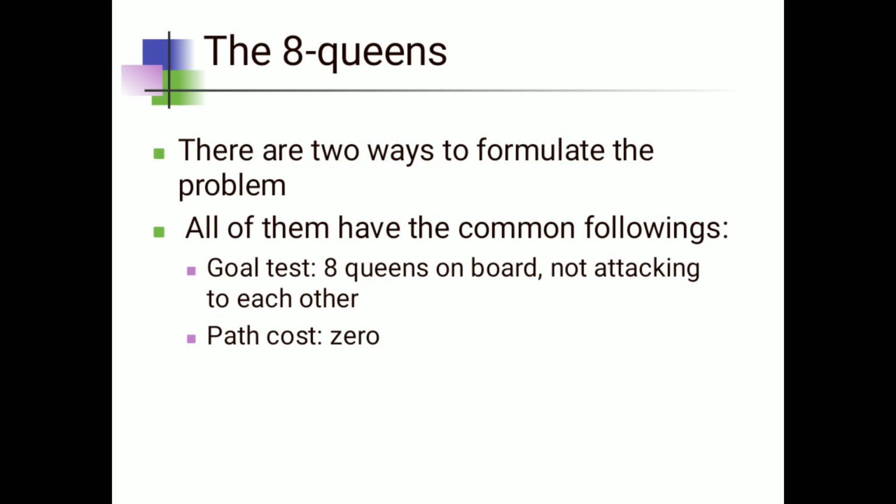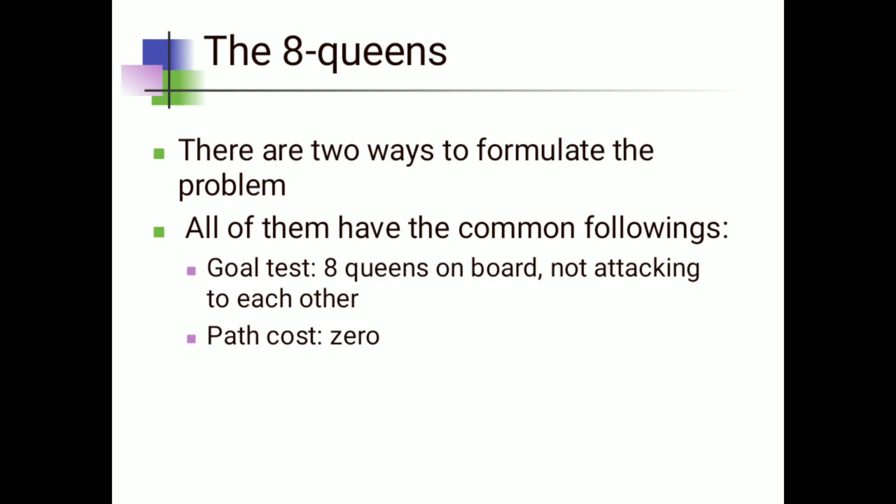Then we'll see the 8 queens problem. All of you know the 8 queens problem. For the 8 queens problem, there are 2 ways to formulate the problem. All of them have the following in common. The goal test is what? 8 queens on the board and non-attacking to each other. And the path cost is 0.